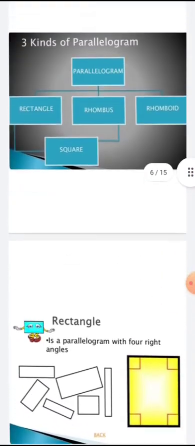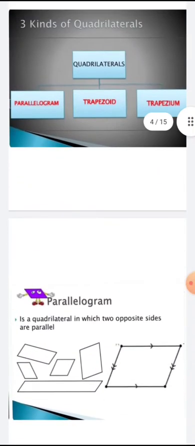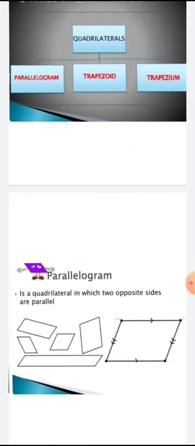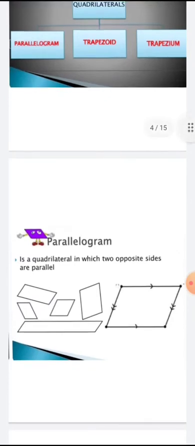So once again, see, these are the three kinds of quadrilateral: parallelogram, trapezoid and trapezium. The parallelogram is also a quadrilateral, as the name suggests, it has something to do with parallel lines. A parallelogram is a quadrilateral whose opposite sides are parallel. These are some of the properties we are studying, and also the opposite sides of a parallelogram are always of equal length.